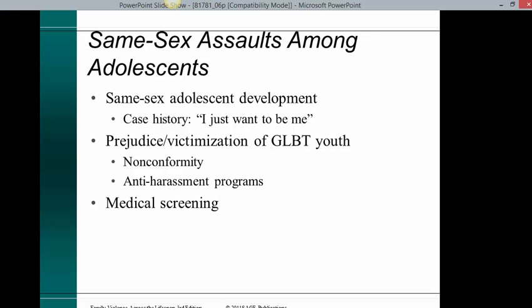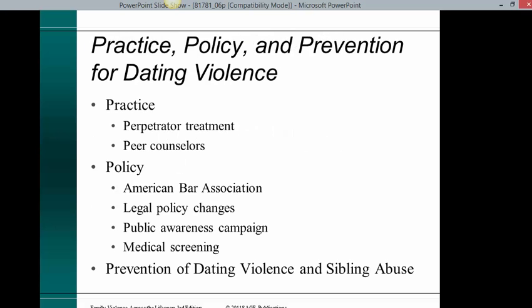Issues include same-sex adolescent development, case history, I just want to be me, prejudice, victimization of gay, lesbian, bisexual, transsexual youth, including nonconformity and anti-harassment programs, medical screenings as well. Practice, policy and prevention for dating violence. Under practice, we need to look at perpetrator treatment and peer counselors. Under policy, issues related to the American Bar Association, legal policy changes, public awareness campaigns, and medical screening.